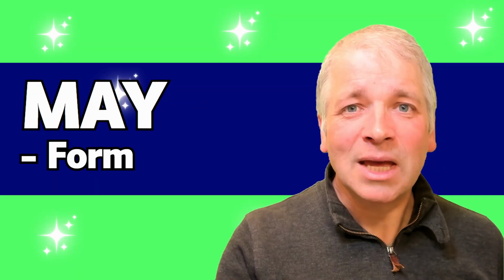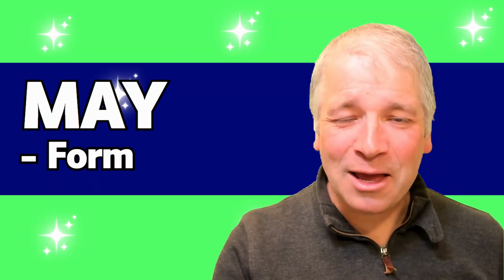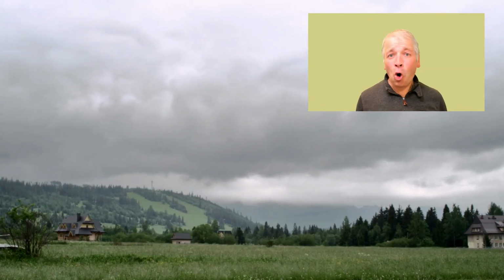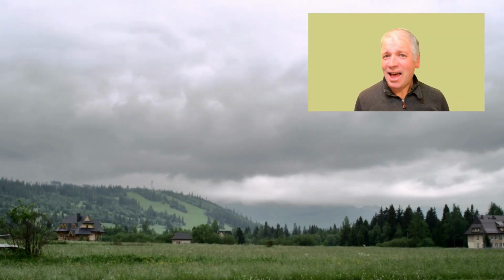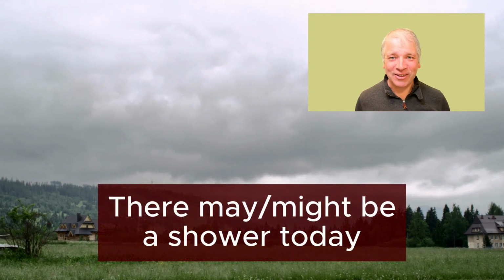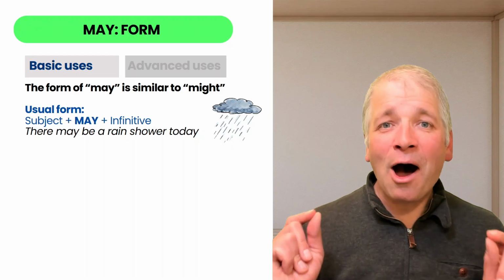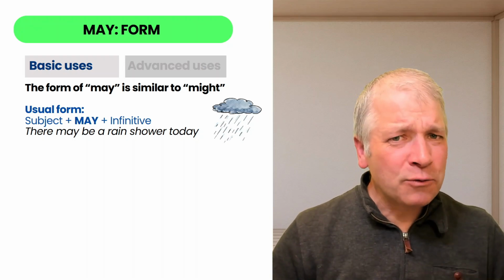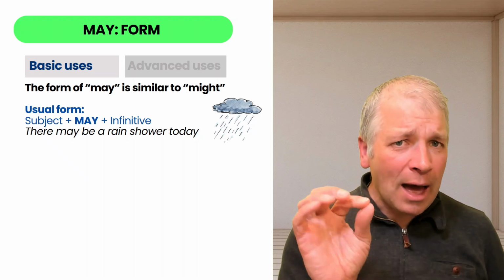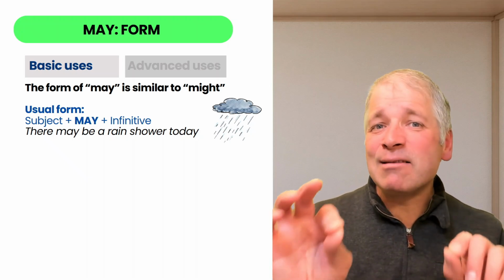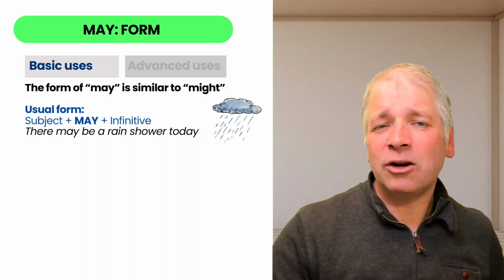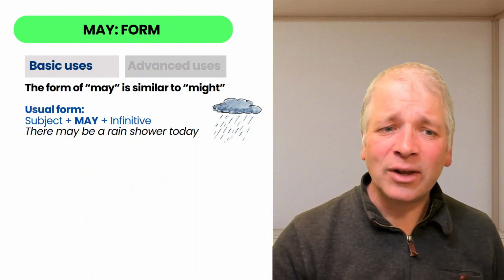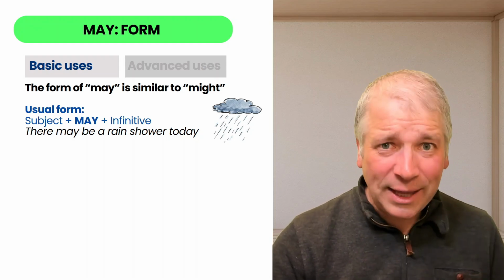It's time to look at the word may. First of all, how is it formed? This is a normal day in England, and there might be a shower today. There are a lot of similarities between may and might, so I'm going to go through this section quite quickly. But there are some points where may is different to might, so pay particular attention there. The form is very similar to might. Subject, may, infinitive, we saw that in the video.